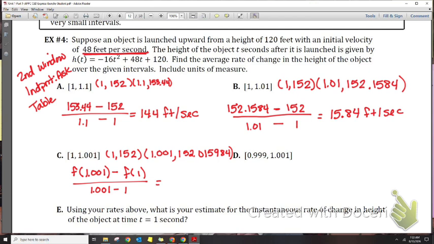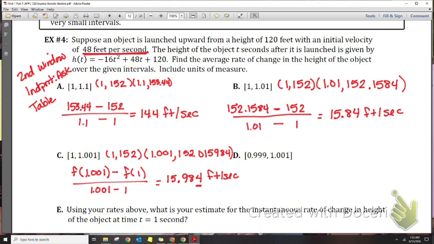All right, so we go through, we type it all in, 152.015984 minus 152 over 1.001 minus 1, enter, and it tells me 15.984, and it's feet per second. Like I said, we're going to round to 3 decimal places, and honestly, you can either round this last number or you can truncate it, which means cut off everything after it. So either one is accepted on the NAP pre-cal.